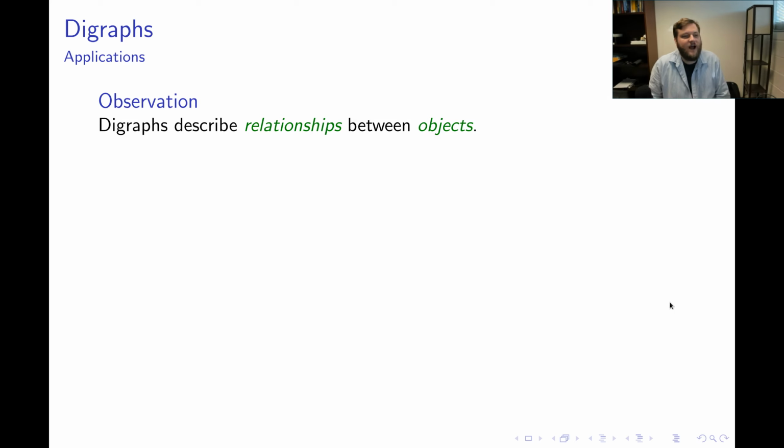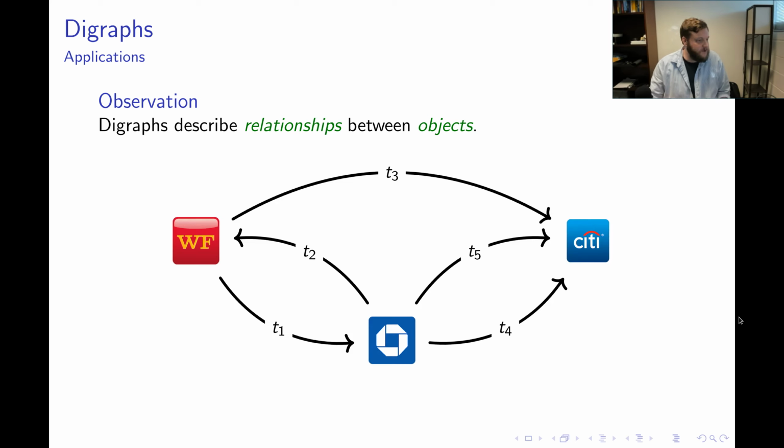Well, directed graphs are often used in models that describe relationships between objects. Here's an example. What you're looking at here is a figure where I have a directed graph on 3 nodes, and the idea is that each of these 3 nodes represents some financial institution. So I have a node here representing Wells Fargo, a node here representing Chase Bank, and a node here representing Citibank. You'll also notice that I have arrows pointing between these financial institutions.